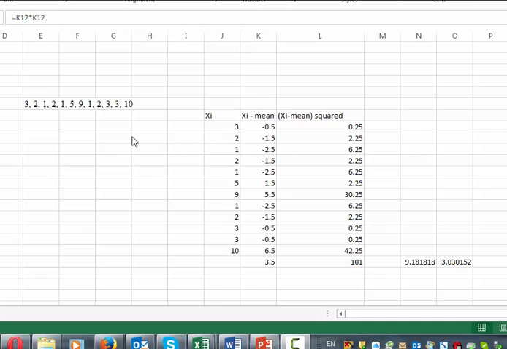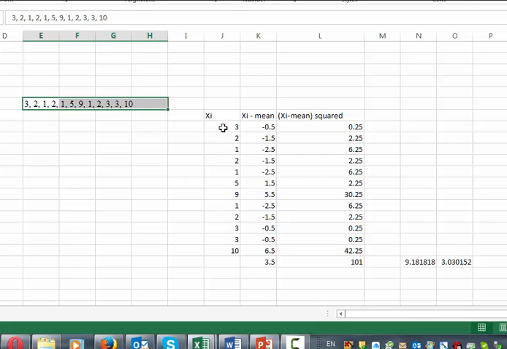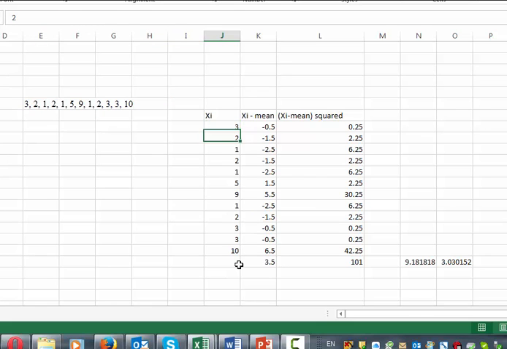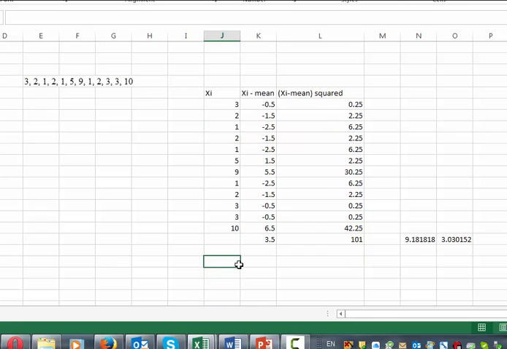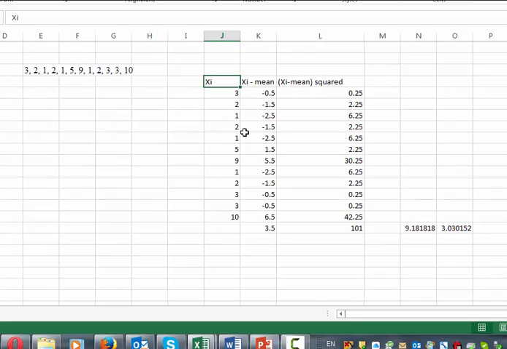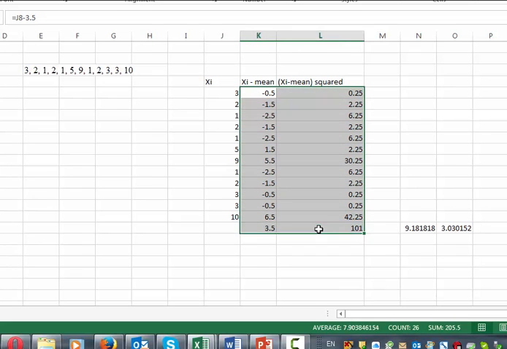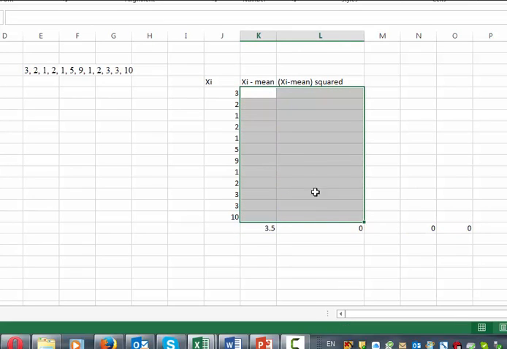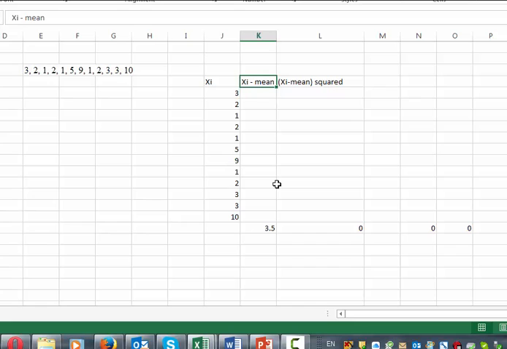This is what I have here. Okay, 3, 2, 1, 2, 1, 5, 9, 1, 2, 3, 3, 10. That's the original data. I put them in a column like this. Okay, we call that xi for the data value itself. Okay, and then this column, let me delete that first. This column we're going to define as xi minus mean.